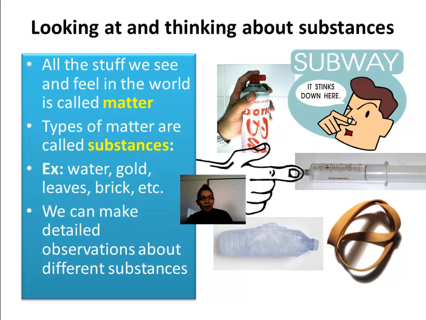And we can make detailed observations about different substances. There are some things that are kind of strange, like foam. Foam seems like there's some solid in there, yet it changes shape really easily, and there's also some gas in there. Or is it like a liquid that's really slow moving? Water and syrup are very different, right? If I pour water, it just falls out.